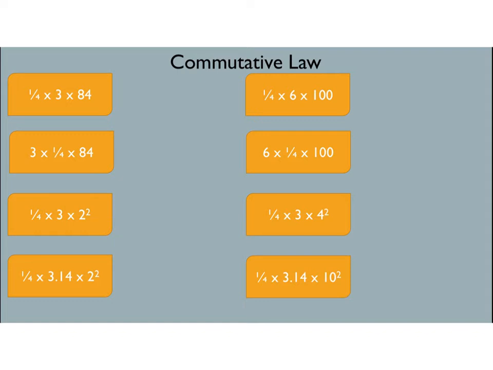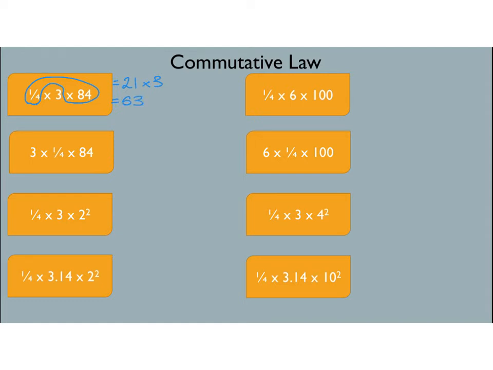Okay, so I'm going to show you how I did them. So for this first one here, I don't like the sound of doing a quarter of 3, but I don't mind doing a quarter of 84. A quarter of 84 is 21, and I've still got to multiply by 3, so you should have got 63 for that one there.